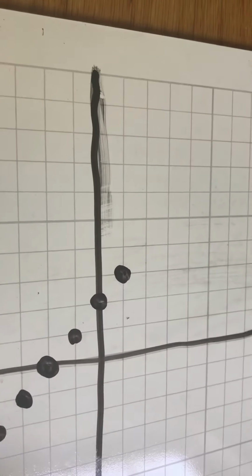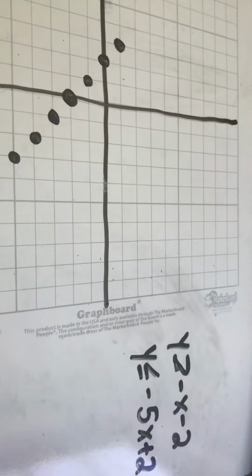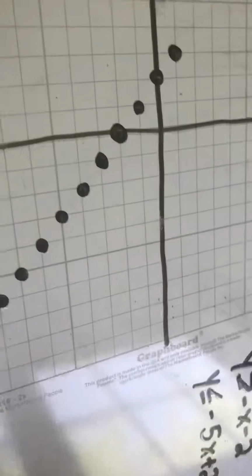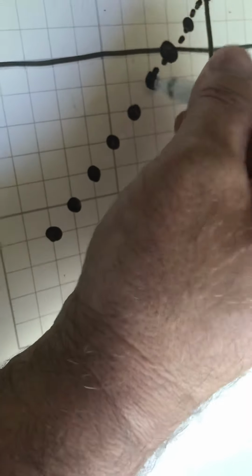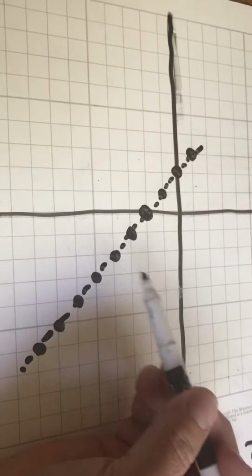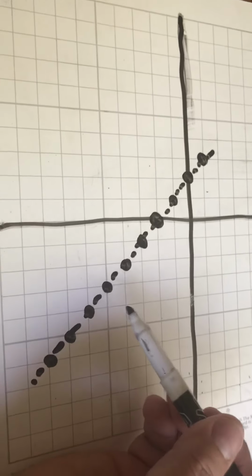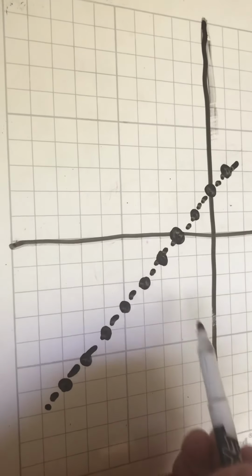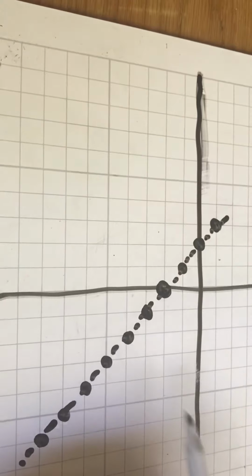And because this was greater than, and not greater than or equal to, we're going to have a dotted line. Meaning the solution can't be on that line. It's not a part of that line. Okay, so greater than, it's going to go somewhere in this direction. So we got a dotted line.